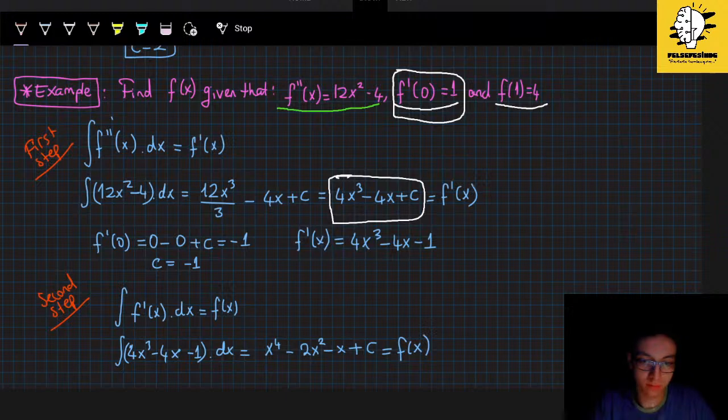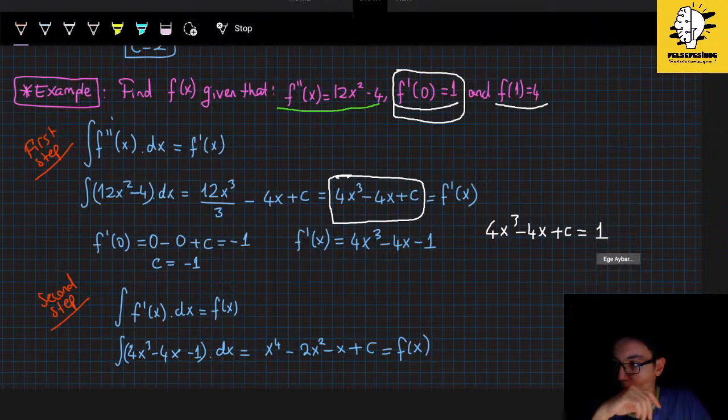This is the part, okay? And it gave us some information. It says that if we put 0 in the place of x, then we will find 1. If we put 0 here, then we will find that c is actually 1.